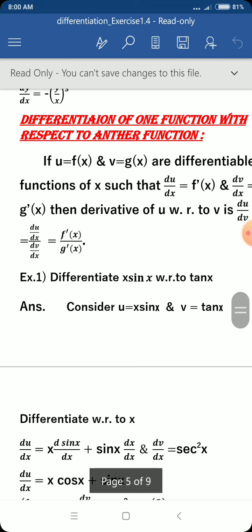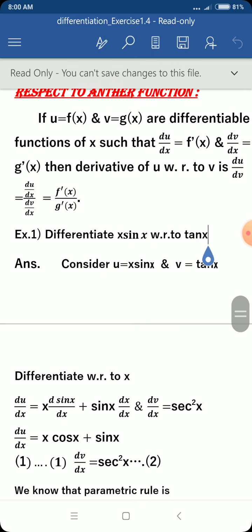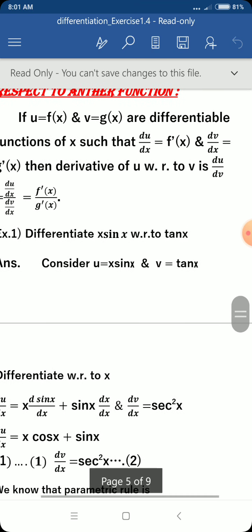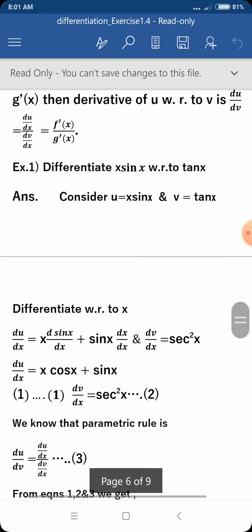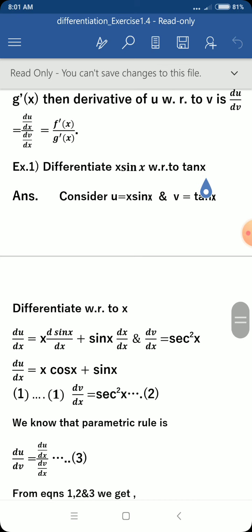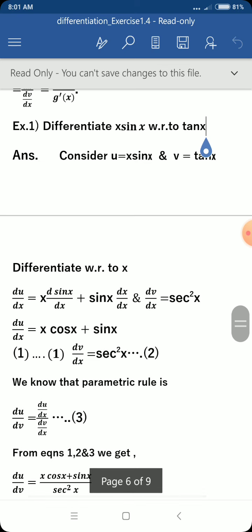Therefore, answer for this example, consider u equal to x into sin x and v equal to tan x. In both equations, the RHS is a function of x. Therefore, we can find the derivative of these two equations with respect to x. Therefore, differentiate with respect to x.